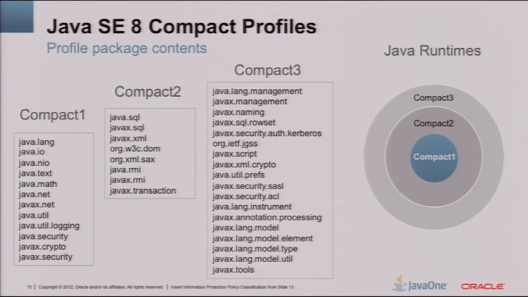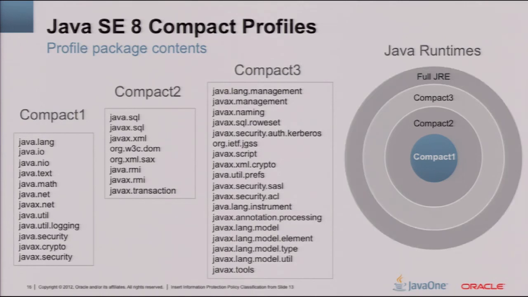The bottom set of classes are the compiler APIs. So we want to be able to enable folks that want to make little web servers that want to possibly run javac to compile their classes. They'll be able to do that at the Compact 3 level. The preferences API and scripting languages. These are all the things that we're going to be adding to Compact 3.